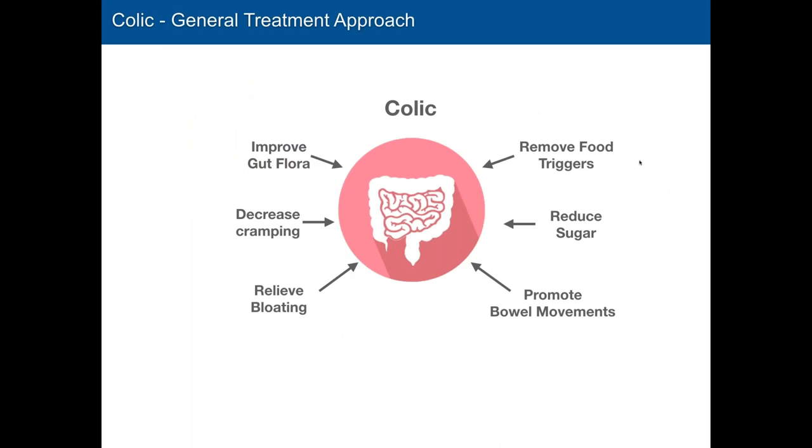So remove the food triggers in the mother and the child. Reduce sugar, because I find that makes kids a little bloated and colicky. Get those bowels working, and maybe you give them a probiotic at this point to help with that. I don't usually give fiber supplements to children, but for relieving the bloating, you might give some carminatives.